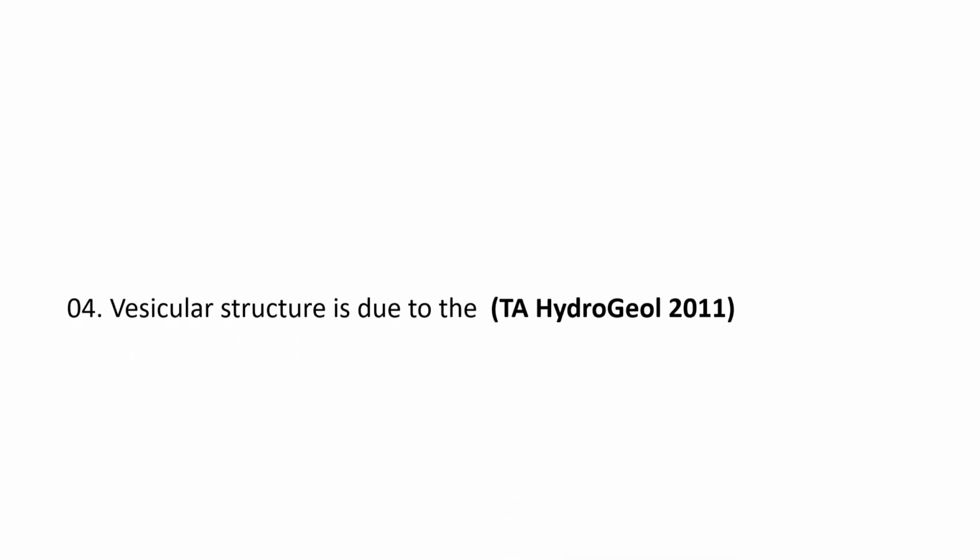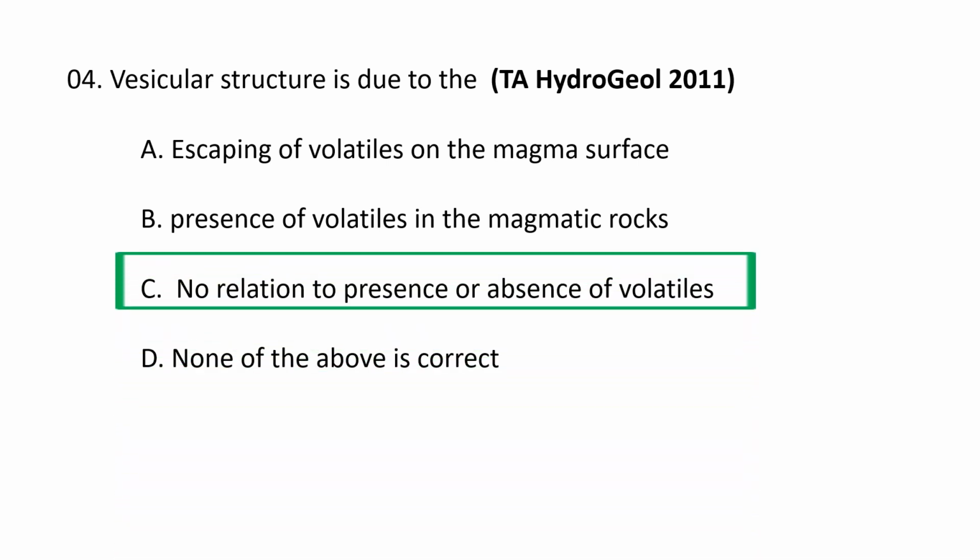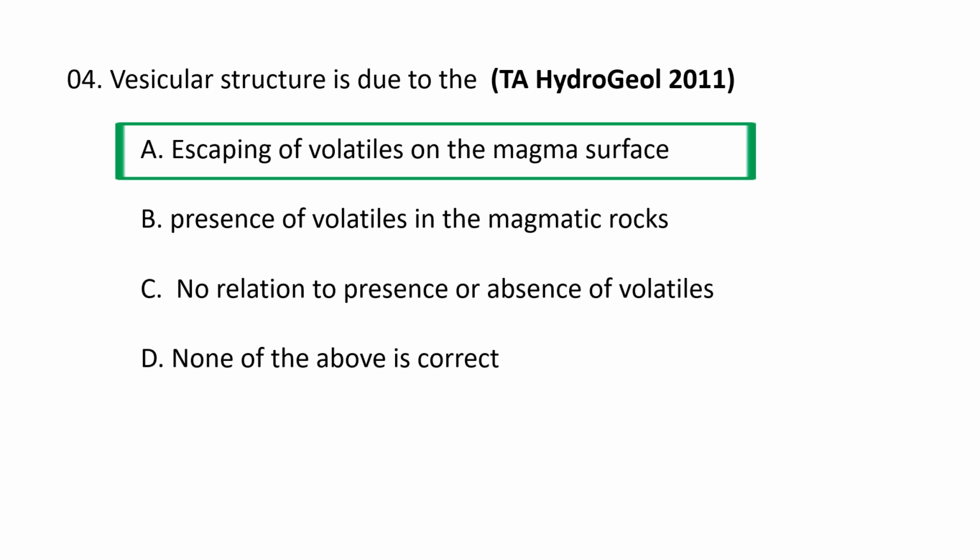Next question. Vesicular structure is due to A. Escaping of volatiles on the magma surface. B. Presence of volatiles in the magmatic rocks. C. No relation to presence or absence of volatiles. And D. None of the above is correct. Vesicular structure is due to escaping of volatiles on the magma surface. Vesicles that result from escaping gases develop at the top of the flow, and few open spaces develop in the center of the flow because it cools slowly.